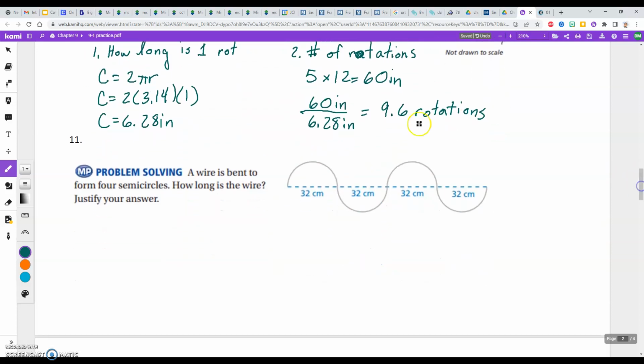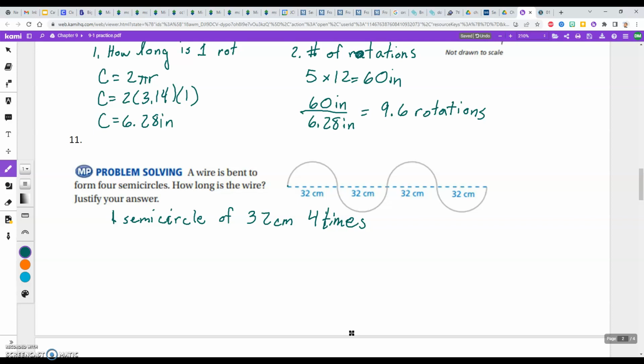The last problem for this page, the wire is bent to form 4 semicircles. How long is the wire? Well, if we think this through here for a moment, we could find one semicircle of 32 centimeters 4 times. That's one way of doing the problem.